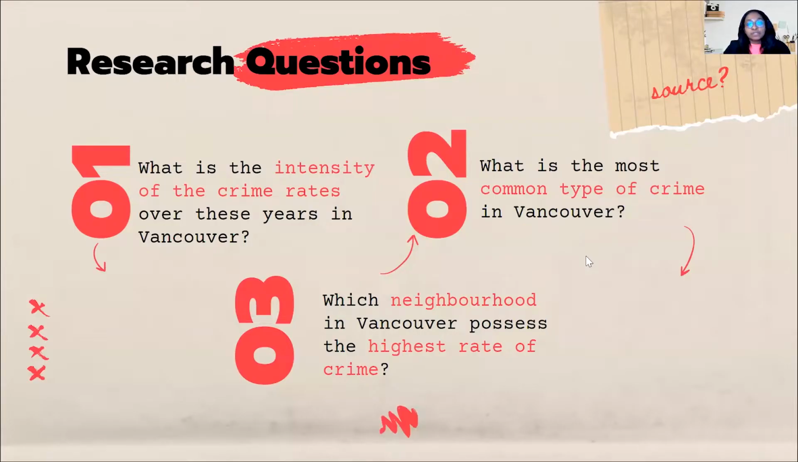Moving on with the research questions of the crime rate prediction system that we've built. Number 1, what is the intensity of the crime rates over these years in Vancouver? Number 2, what is the most common type of crime in Vancouver? Number 3, which neighborhood in Vancouver possesses the highest rate of crime?